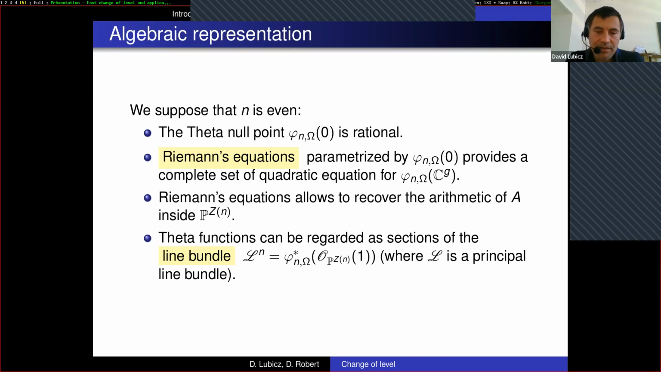And with this point of view, the theta functions can be regarded as sections of a certain very ample line bundle that I call L to the n, because it is the nth power of a certain principal line bundle.